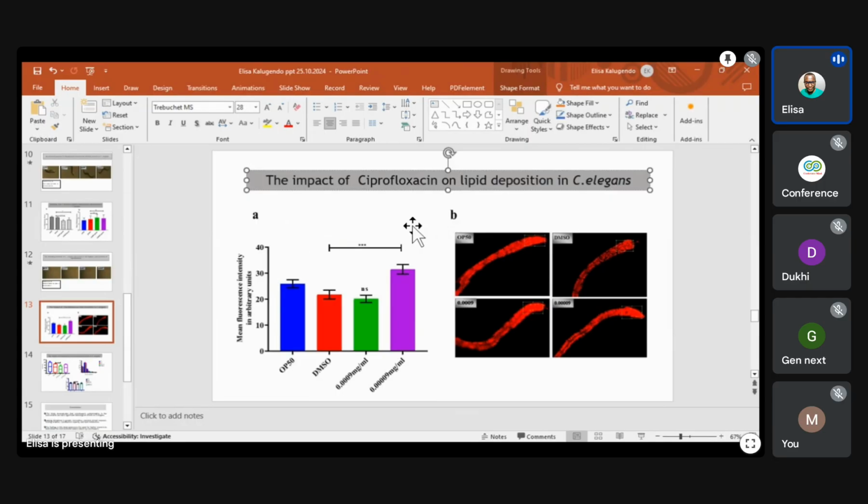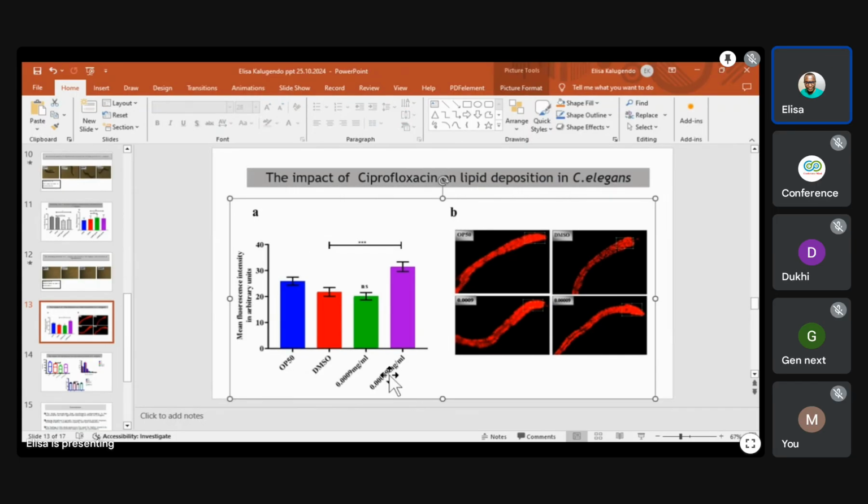Specifically, we stain the L4 stage worms, and then we go to the rhodamine filter, capture the images, and then we use ImageJ software to quantify the amount of lipids present in these particular animals. Surprisingly, we found that at the highest concentration, which was 0.0009, there was no significant difference in the lipid deposition in C. elegans. But at the lowest concentration, we found there was a significant lipid deposition in C. elegans. It means there was more deposition of lipids within the worm at the lowest standard concentration.